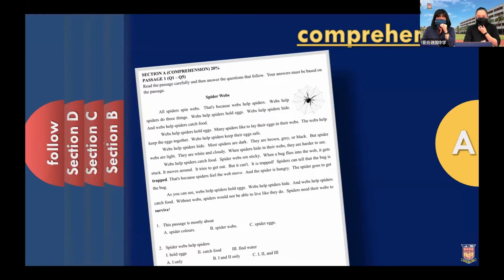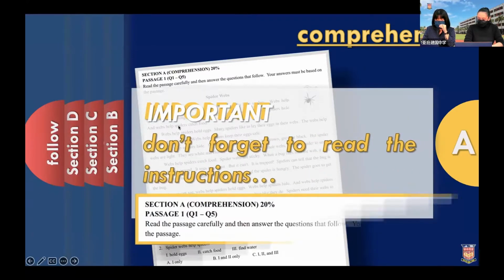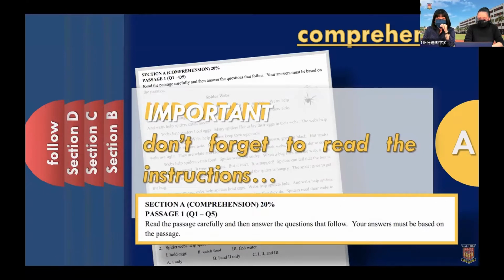So comprehension. Anybody knows what is a comprehension? Have you ever answered such a question? A comprehension is actually, you will be given a reading passage and it tests you on your understanding of the passage. This is how a comprehension looks like. Most importantly, what do we need to do first? Don't forget to read the instructions. Now let's look at it.